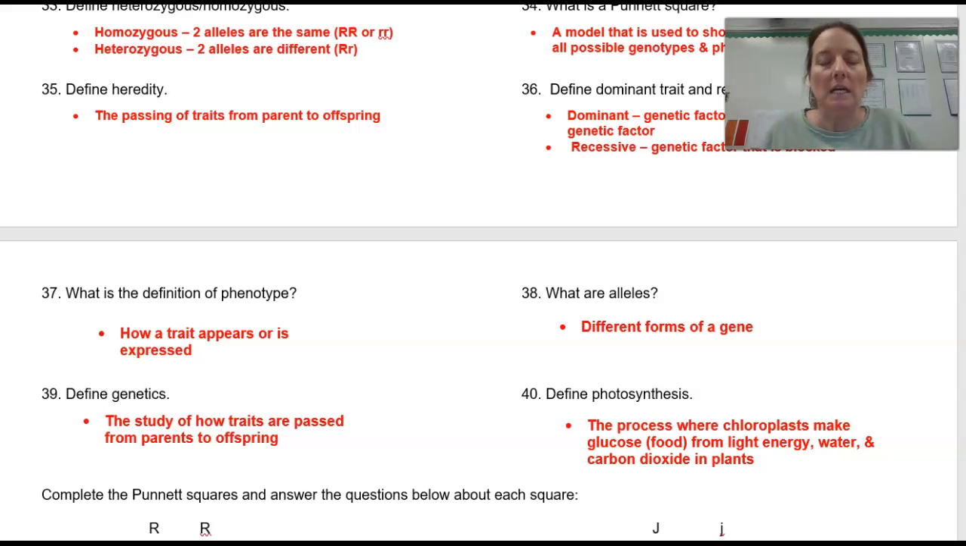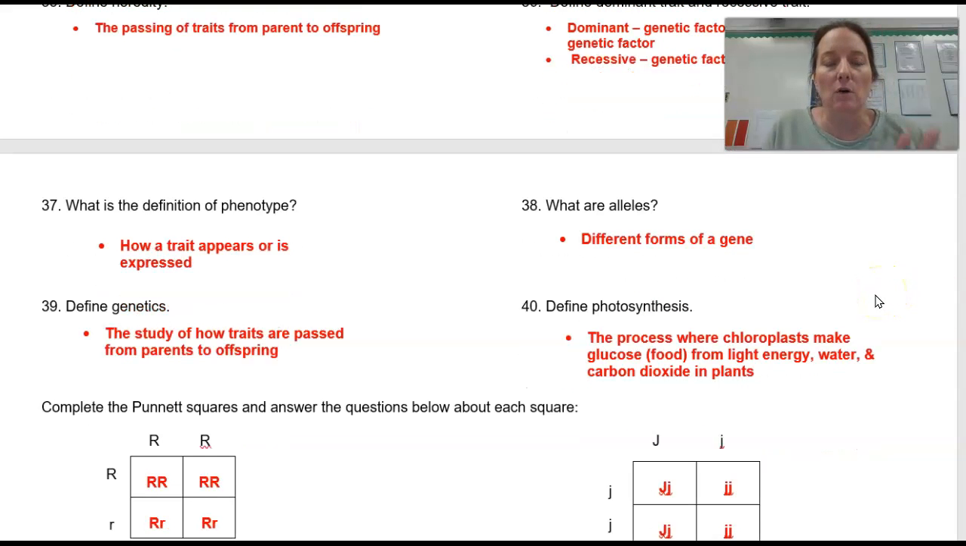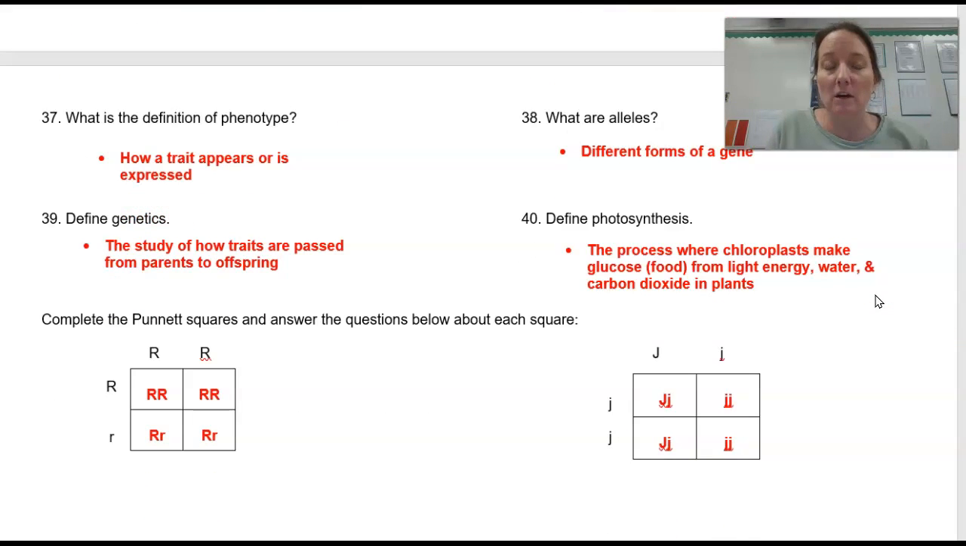Okay, good morning. Yesterday we left off, I think we finished up with 35, 36, talking about dominant and recessive traits, heredity. Today we're going to look at, okay, on our study guides, what is the definition of phenotype?